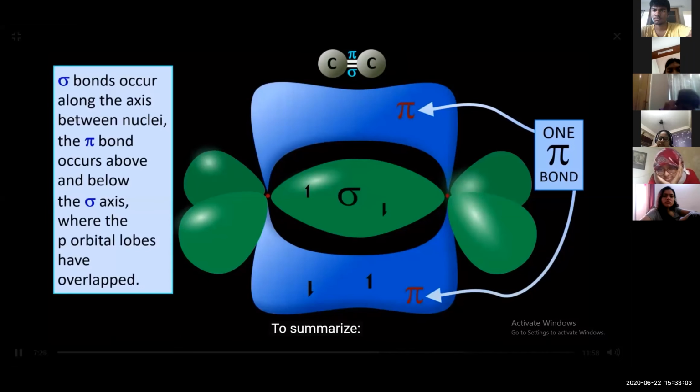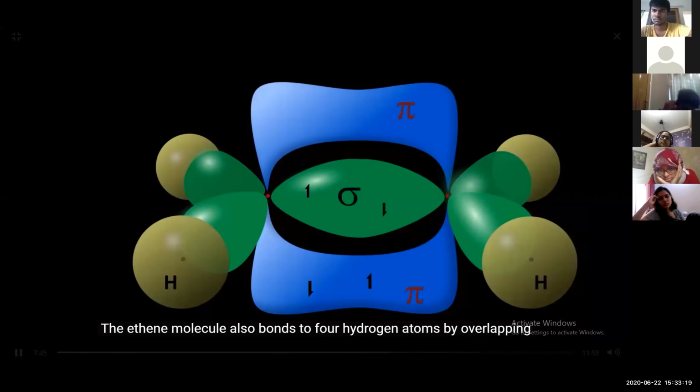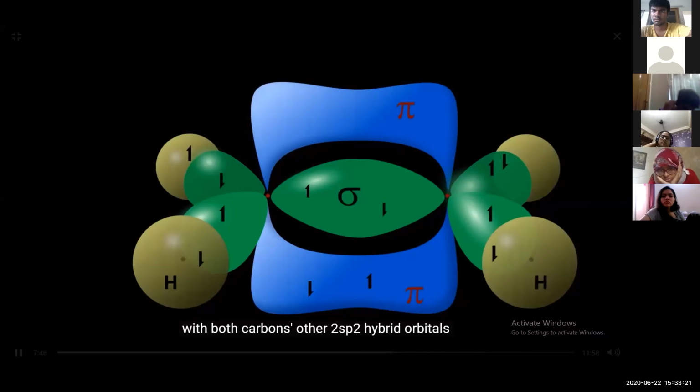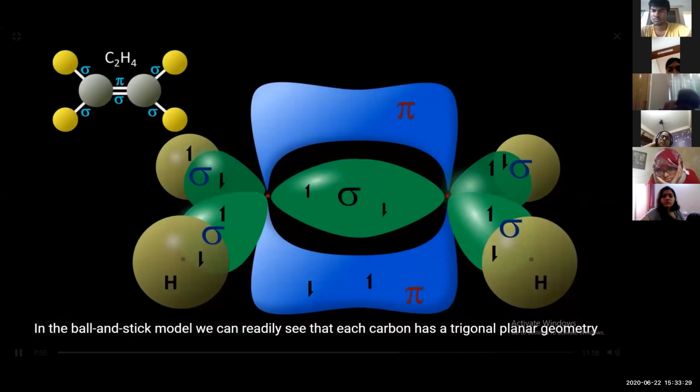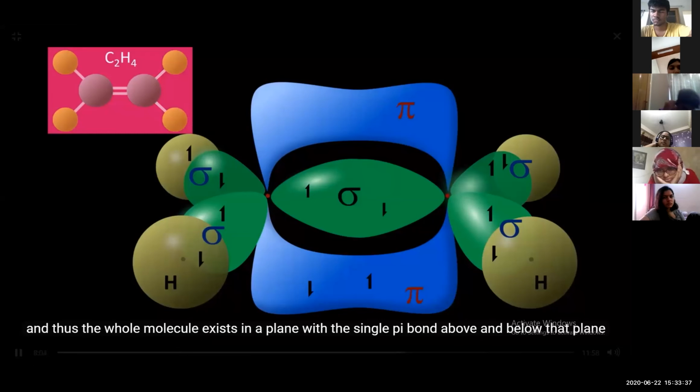To summarize, sigma bonds occur along the axis between the atoms. The pi bond occurs above and below the sigma axis, where the p orbital lobes have overlapped. The molecule also bonds to 4 hydrogen atoms overlapping both carbon orbitals, creating 4 more bonds. With the ball and stick model, we can readily see that each carbon has a trigonal planar geometry, and thus the whole molecule is planar, with a single pi bond above and below that plane.